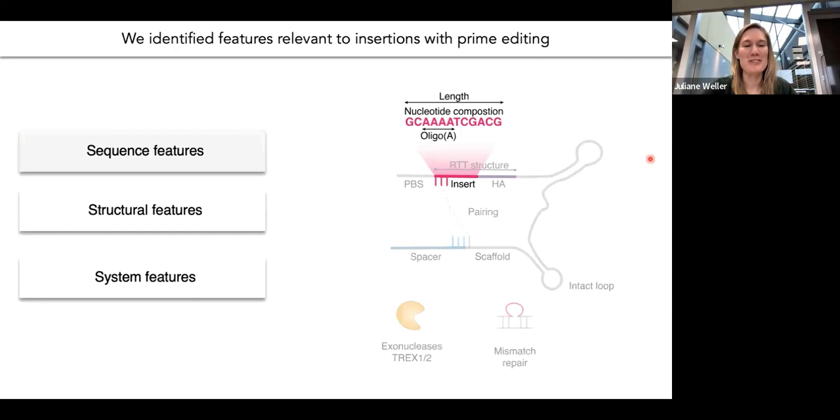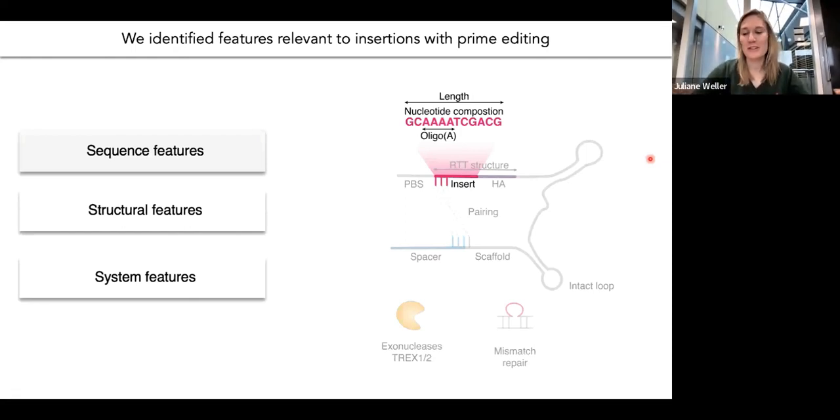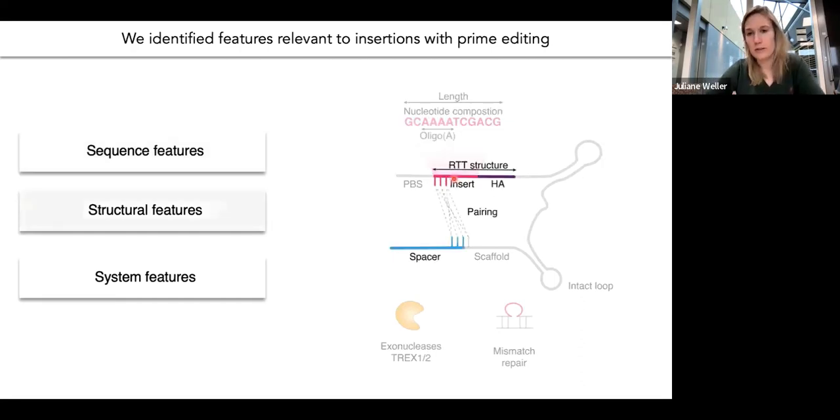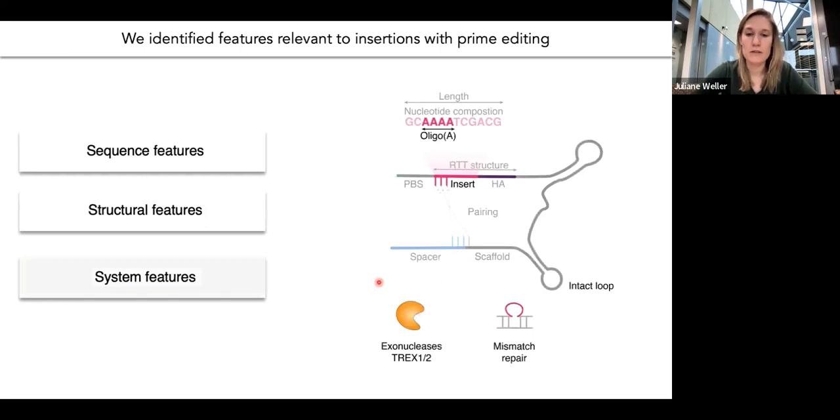So as Jonas mentioned, those are a few features we identified. We can summarize them into sequence features. So we saw that nucleotide composition plays a role. The insert length is very important. Then we identified structural features when analyzing the data. I'm going to talk more about the RTT structure later, but also pairing between the insert and the spacer, and system features like the exonucleases and mismatch repair that Jonas mentioned, but also having an intact backbone loop and terminator motifs in the insert.